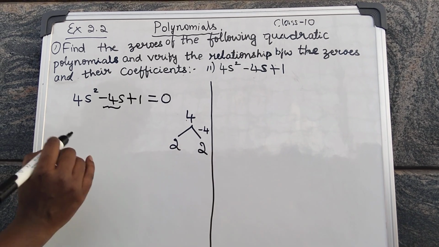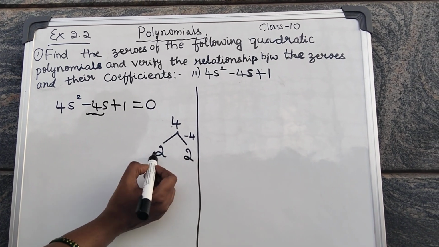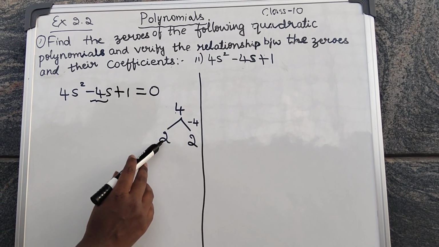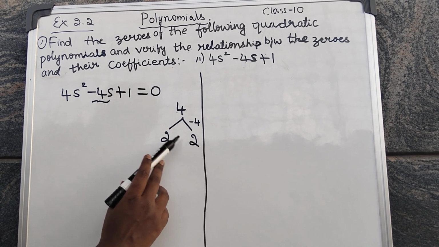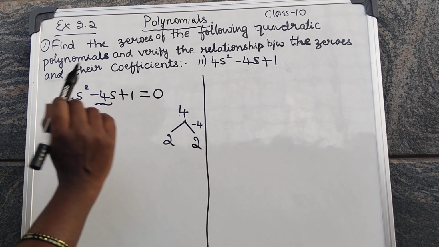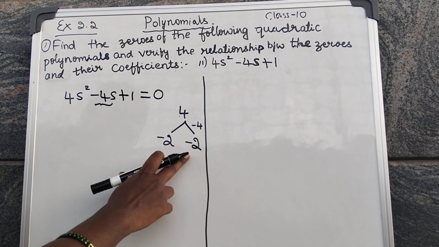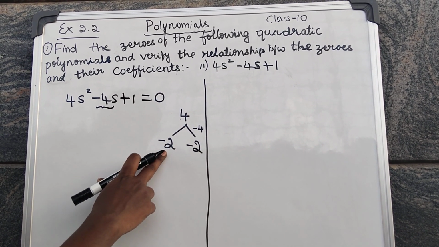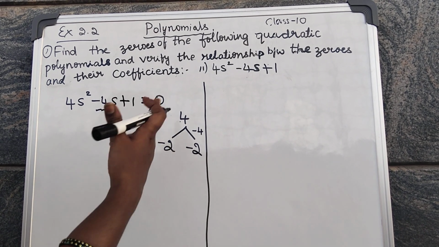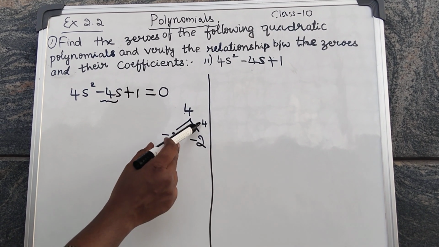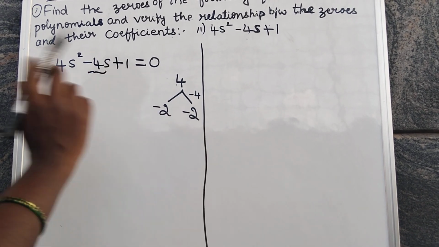Now we have to check that when you add or subtract these two numbers, you should get −4. 2 plus 2 is 4, but we should get minus, so I'll put minus and minus. Minus into minus is plus. If we add −2 and −2, you'll get −4, and since both are equal numbers, you put the minus sign. So all the conditions are satisfied.